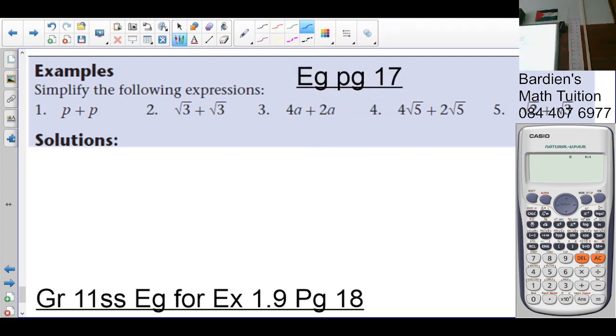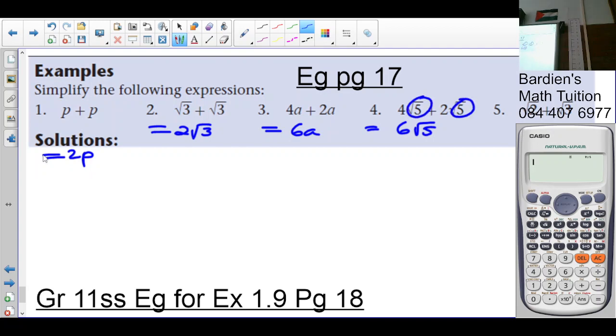So we know that p plus p is going to be 2p. As you can see, they are like terms. Likewise, when we're dealing with surds, we look for square roots or radical forms that are all the same. So square root 3 plus square root 3 would simply be 2 root 3. 2a plus 4a, or 4a plus 2a, is going to give us 6a. So 4 root 5 plus 2 root 5 is going to give us 6 root 5, as if we had variables there.